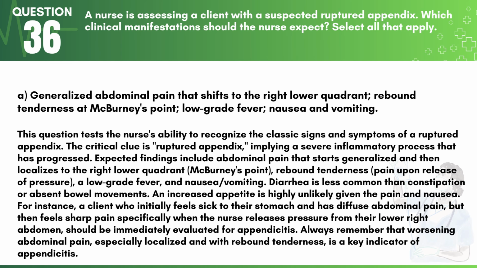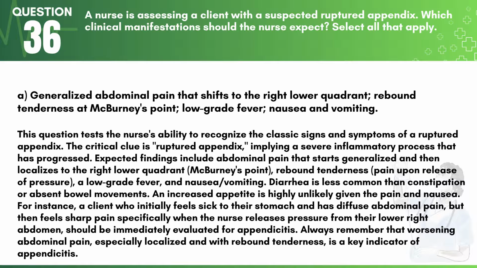Answer. Generalized abdominal pain that shifts to the right lower quadrant, rebound tenderness at McBurney's point, low-grade fever, nausea and vomiting. This question tests the nurse's ability to recognize the classic signs and symptoms of a ruptured appendix. The critical clue is ruptured appendix, implying a severe inflammatory process that has progressed. Expected findings include abdominal pain that starts generalized and then localizes to the right lower quadrant, McBurney's point, rebound tenderness, pain upon release of pressure, a low-grade fever, and nausea/vomiting.